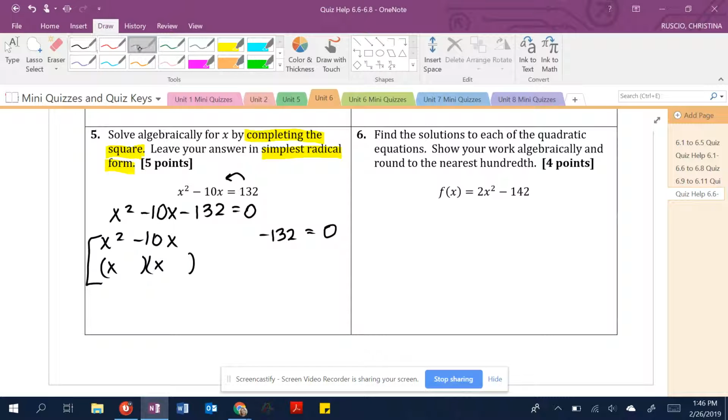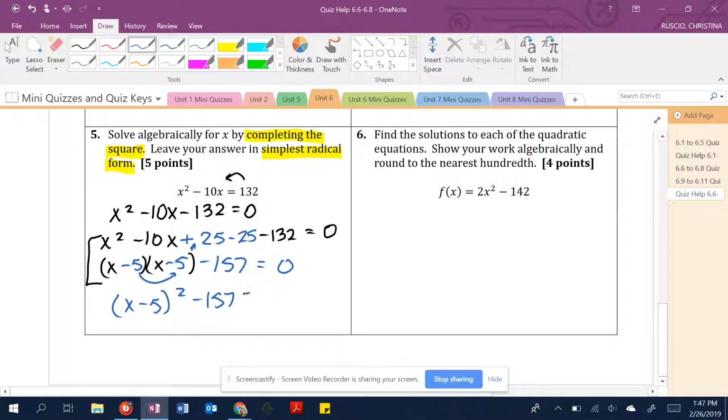So what 2 numbers add to negative 10 that are the same? Negative 5 and negative 5. And what is negative 5 times negative 5? That's plus 25. So plus 25 minus 25. Okay? Now we want to combine 132 and 25 together. What would that be? So 132 and 25 would be negative 157 equaling 0. Okay, so our next step is x minus 5 all squared minus 157 equals 0.